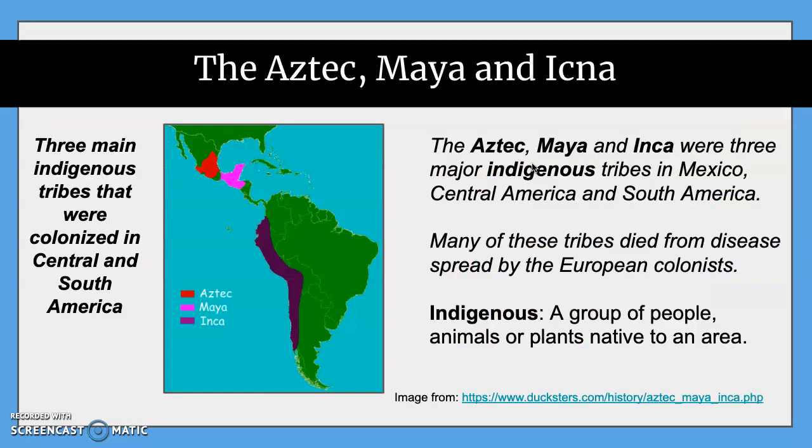The Aztec, Maya, and Inca. The Aztec, Maya, and Inca were 3 major indigenous tribes in Mexico, Central America, and South America. Many of these tribes died from disease spread by the European colonists. Indigenous is a group of people, animals, or plants that are native to an area.